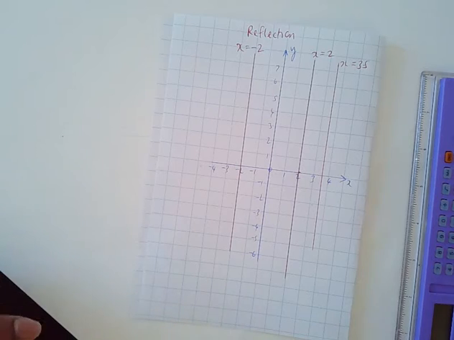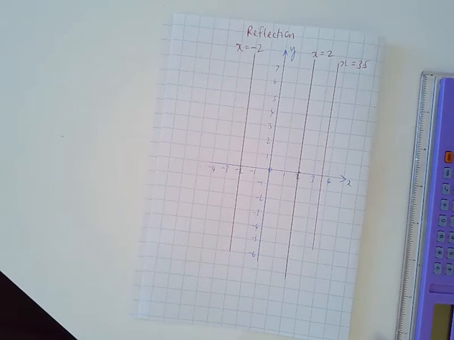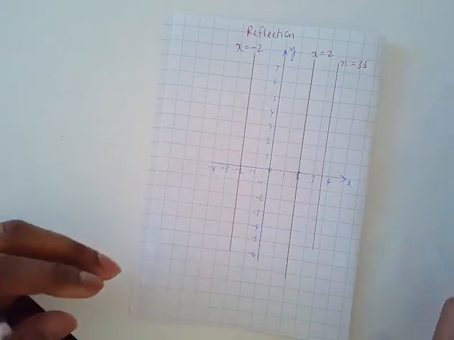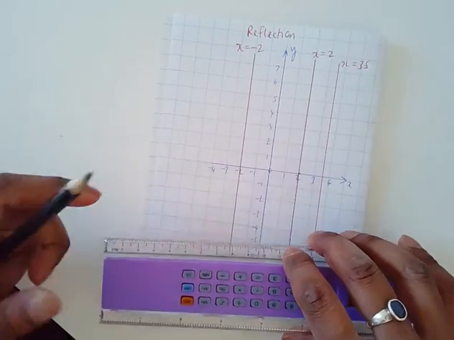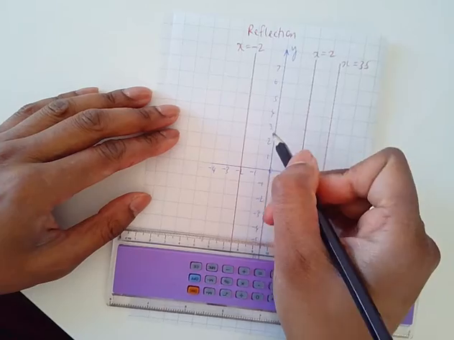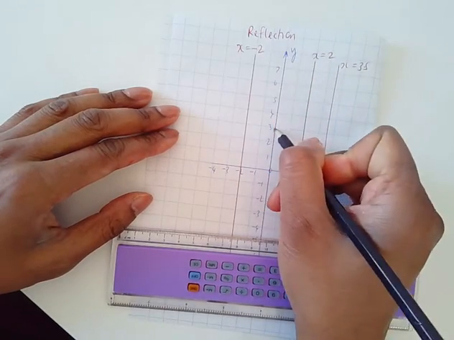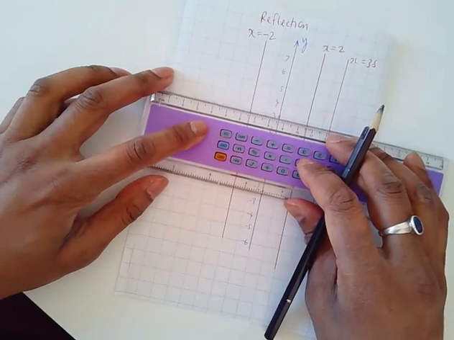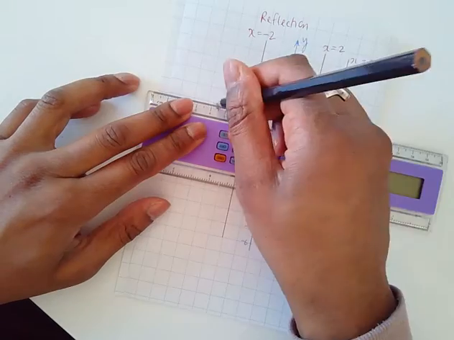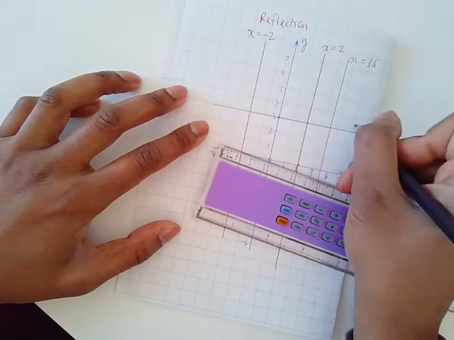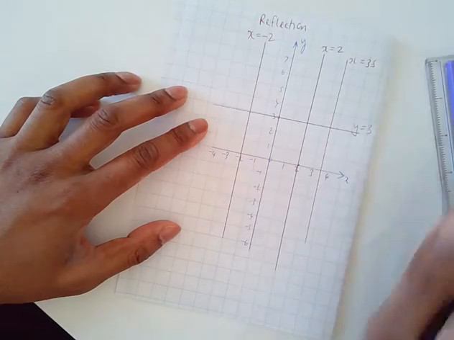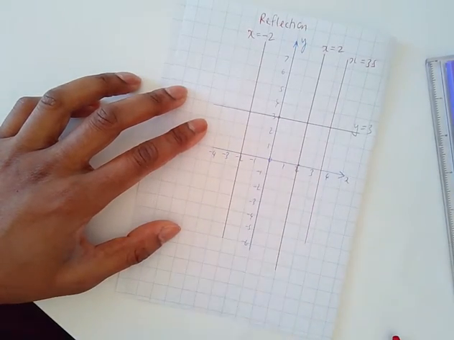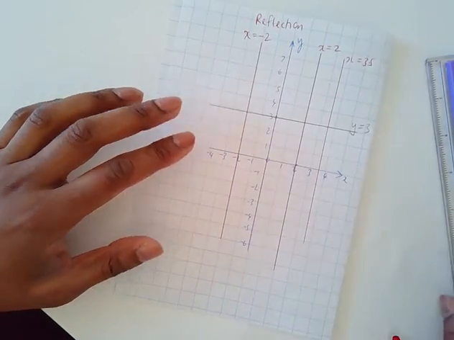I could do other types of lines. I could go the other way. So if I want, for example, y equals 3, look for 3 on the y-axis, right there. That's y equals 3. And then y equals minus 1, minus 2, minus 3, and so on.